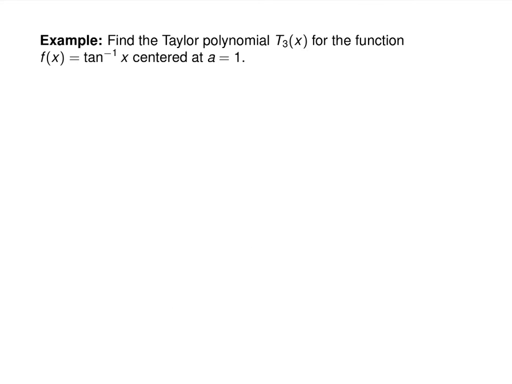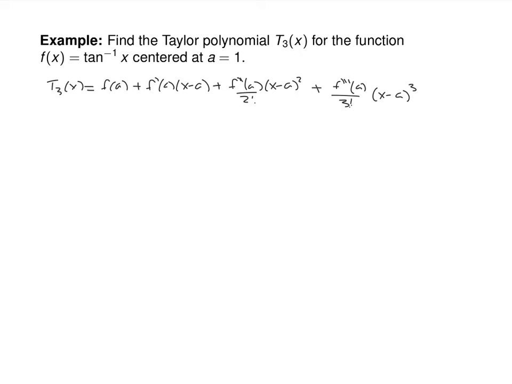All right, so let's find a Taylor polynomial for f of x equals inverse tangent. So the general Taylor polynomial formula, T3 of x, will be f of a plus f prime of a times x minus a plus the second derivative at a, x minus a squared over 2 factorial, plus the third derivative at a over 3 factorial, x minus a to the third. So we have a equals 1. So f of 1 will equal inverse tangent of 1, which is pi quarters.